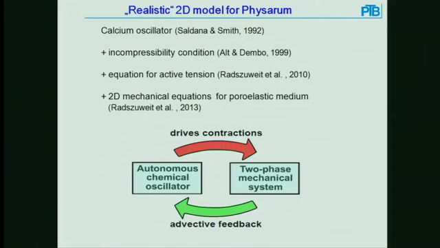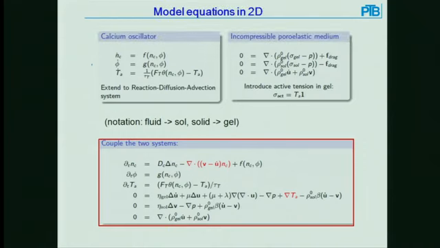And then we still keep the incompressibility conditions. We use an equation for active tension, which is similar to what I had in the first part. And we also derived the two-dimensional mechanical equations for the poroelastic media, basically using a similar approach to the one-dimensional simple model I showed you in the first half. So the idea is we have this two-phase mechanical system, and it has an additive feedback with this regulator calcium, but this regulator has in itself some interesting oscillatory dynamics, and that oscillator drives contraction again. So it's a little bit more complicated.